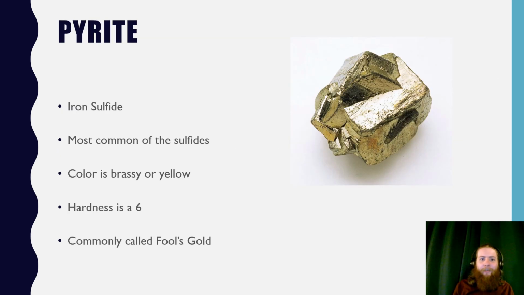Pyrite is an iron sulfide. It's most common of the sulfides. Its color is brassy or yellow, and its hardness is a 6. And we commonly call this one fool's gold. You're going to get a better working knowledge on all of these as we go through our mineral lab.